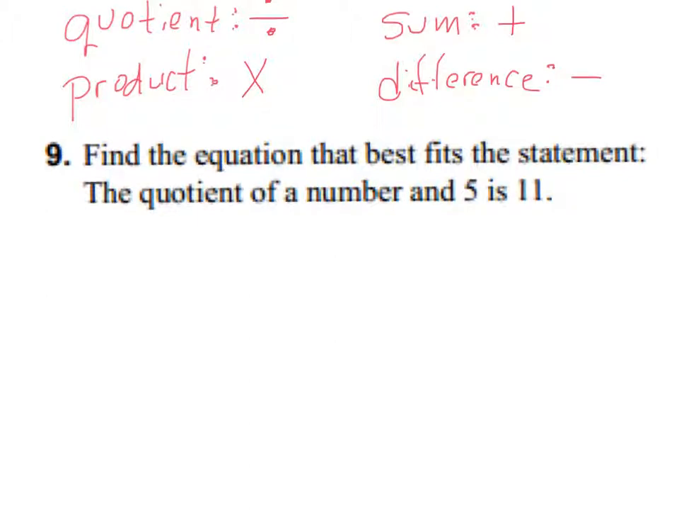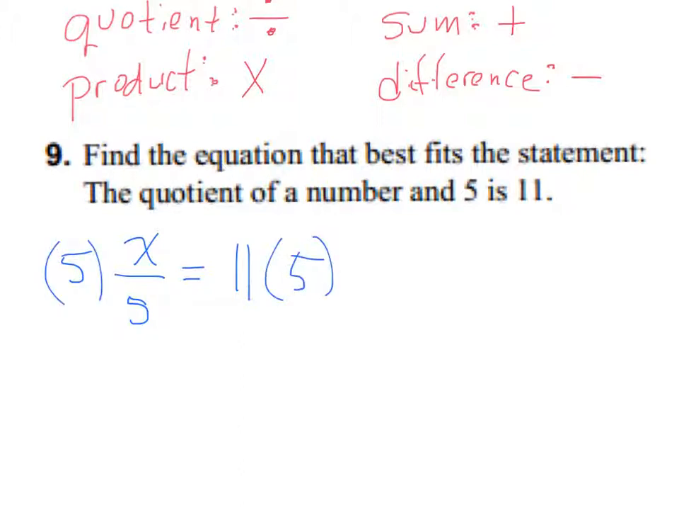So on number 9, it says to find the equation that best fits the statement: the quotient of a number and 5 is 11. Quotient is the answer when we divide. So I'm going to go my number divided by 5 equals 11. They didn't say to solve it, but we may as well.